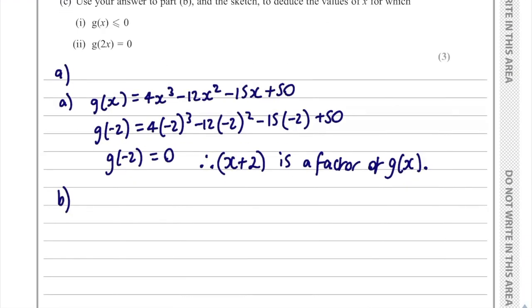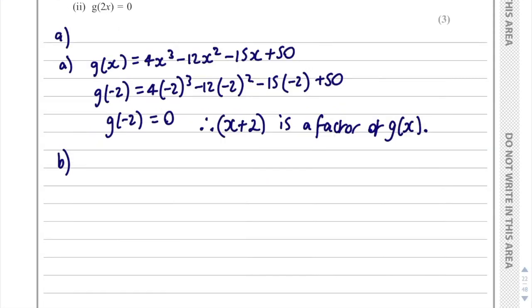X plus 2 is a linear factor, and the function g of x is a cubic polynomial. So what we can do is divide x plus 2 into the function g of x to get a quadratic factor, and then we can see what the values of a and b are from that factor. To find the quadratic factor, I'm going to use polynomial division.